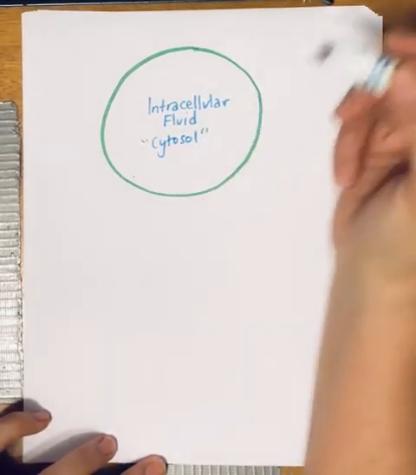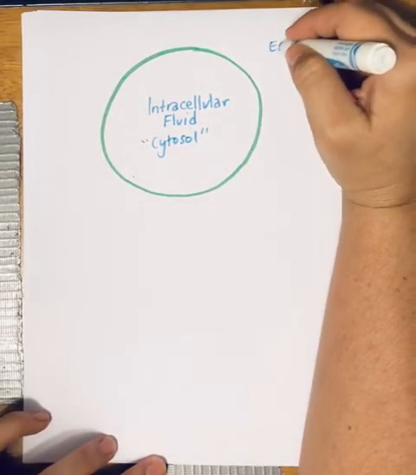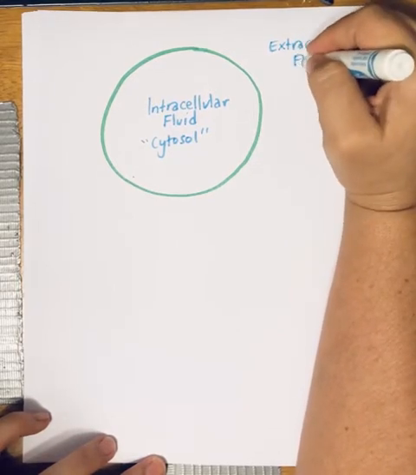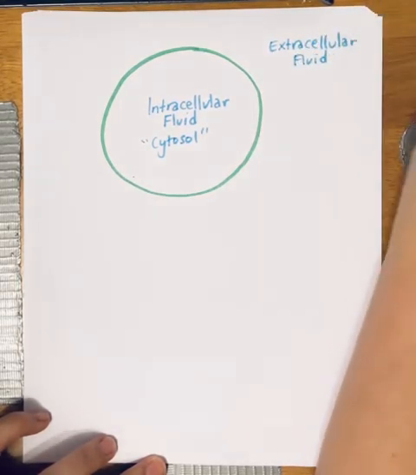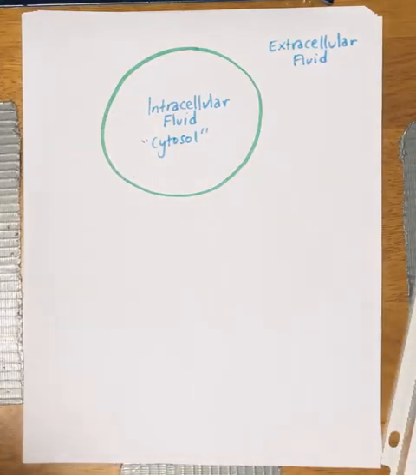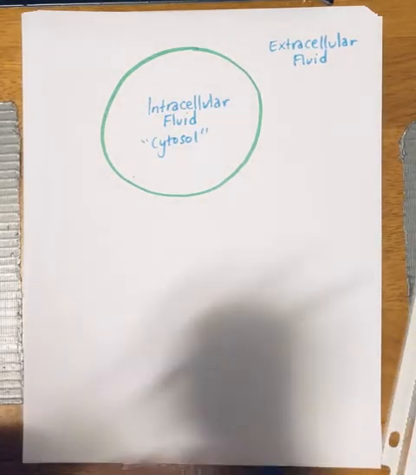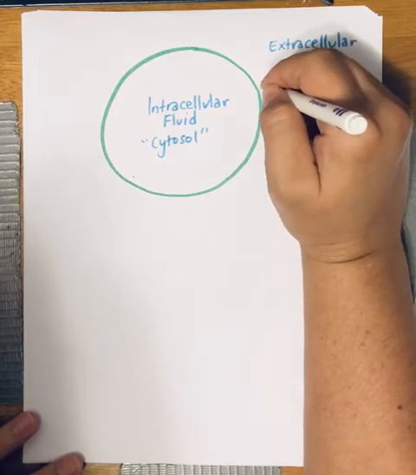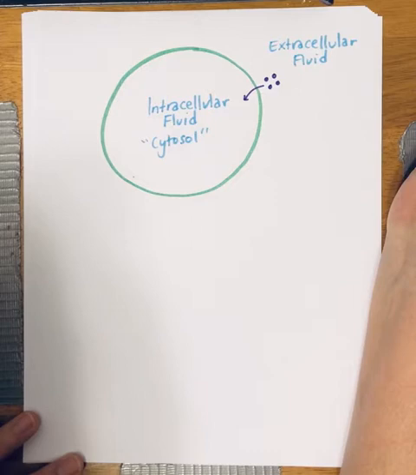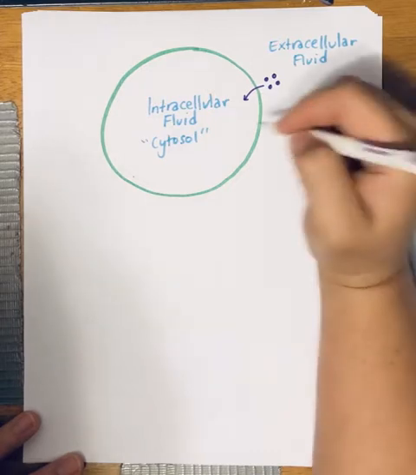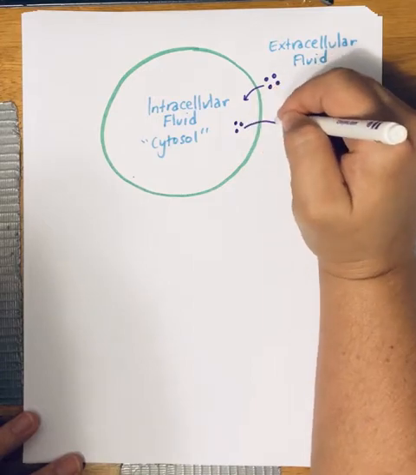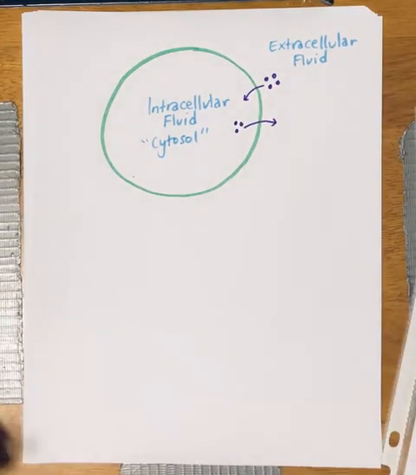It's on the inside. The outside is the extracellular fluid. It's literally the outside. Sometimes we call this the extracellular matrix. So sometimes we need to move substances from the extracellular space to the intracellular fluid. And sometimes we need to move substances from the intracellular fluid to the extracellular. That's transport. Membrane transport.